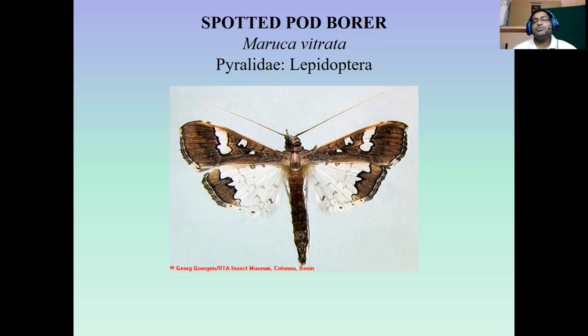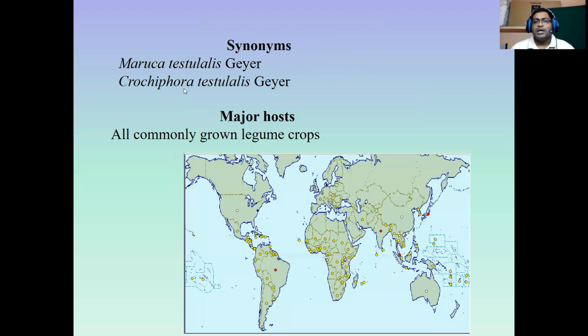One of such pests is the spotted pod borer. Spotted pod borer, we call it Maruca vitrata. This is a new name. Earlier it was called Maruca testulalis and Cruciphora testulalis. There are different names. It is distributed all around the world. There is a power cut, but I can continue. It is distributed all around the globe, but this is not a major pest. But in some parts it is mentioned as a major pest in India and some others.